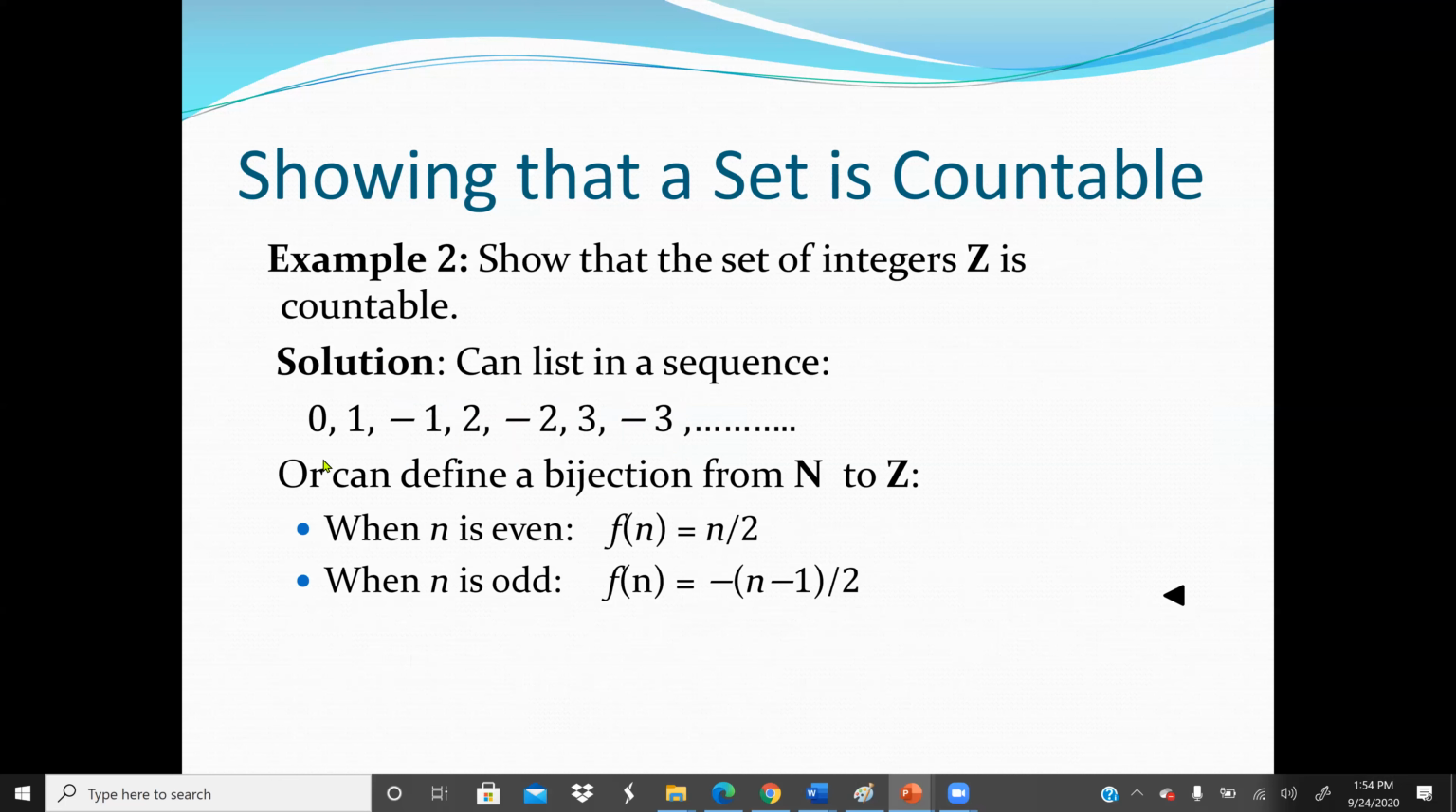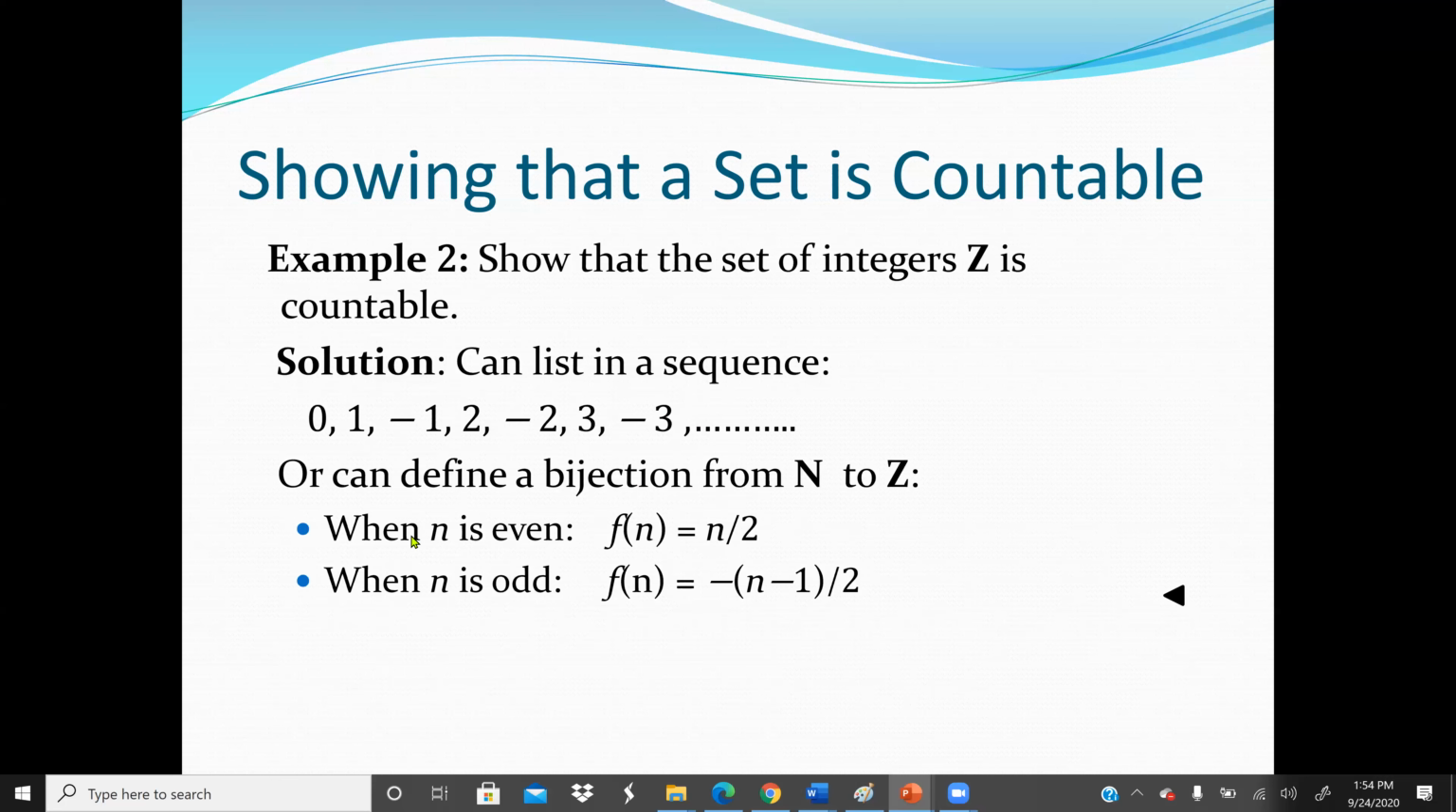One-to-one means only one input generates one output. Next one says we should show that a set is countable. So show that the set of integers Z is countable, so we can list it in a sequence. Let's say we have 0, 1, negative 1, 2, negative 2, 3, negative 3. Or we can define a bijection from N to Z. But this is the sequence.